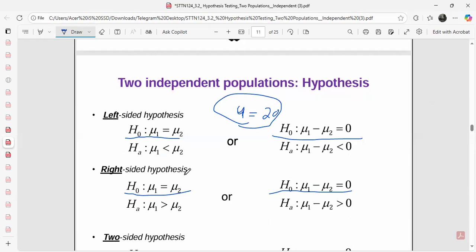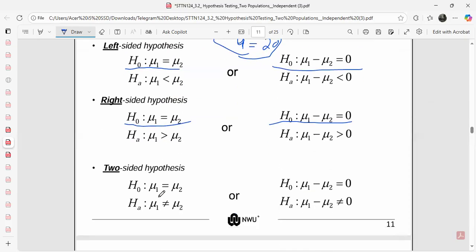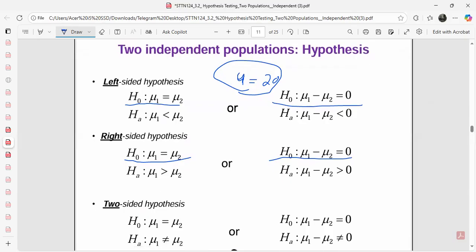But when it comes to the alternative, read the statement and check whether they mention population mean 1 less than population mean 2, or population mean 1 greater than population mean 2. If they didn't mention greater than, more than, or less than, you take it as the two-sided one: population mean 1 is not equal to population mean 2. That's how you do it. If it's greater than, you choose this one. If it's less than, you choose this one.